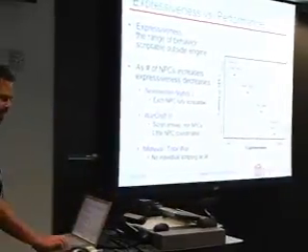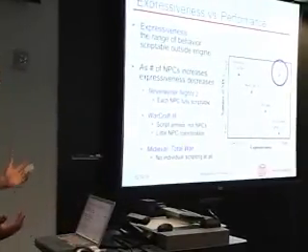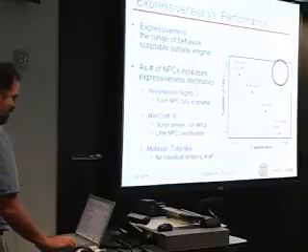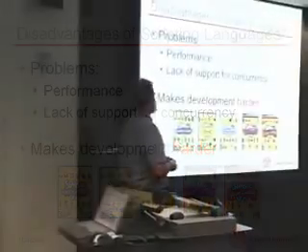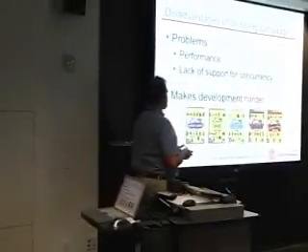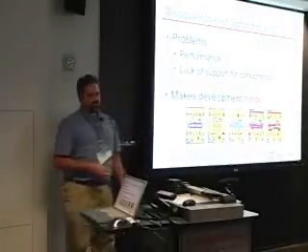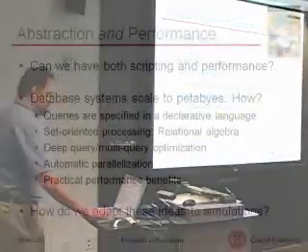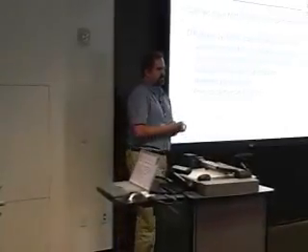When we first started looking at this problem, we said, oh, we want to be here. Doesn't everybody? And how do we do that? As I said, one of the problems with these scripting languages is there are problems with performance. There's some lack of support for concurrency. We can get around that a bit, but all that just makes development harder. Is there a way that we can have both scripting and performance? How do we do that?